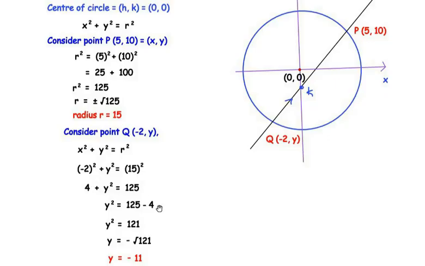Now positive 4 becomes -4. So y square is equal to 125 minus 4 gives us 121. So y will be equal to, now taking the square on the other side of equal to sign, we get plus or minus square root of 121. But here we have used only the negative sign. I will explain why we have considered only the negative sign over here in a moment.